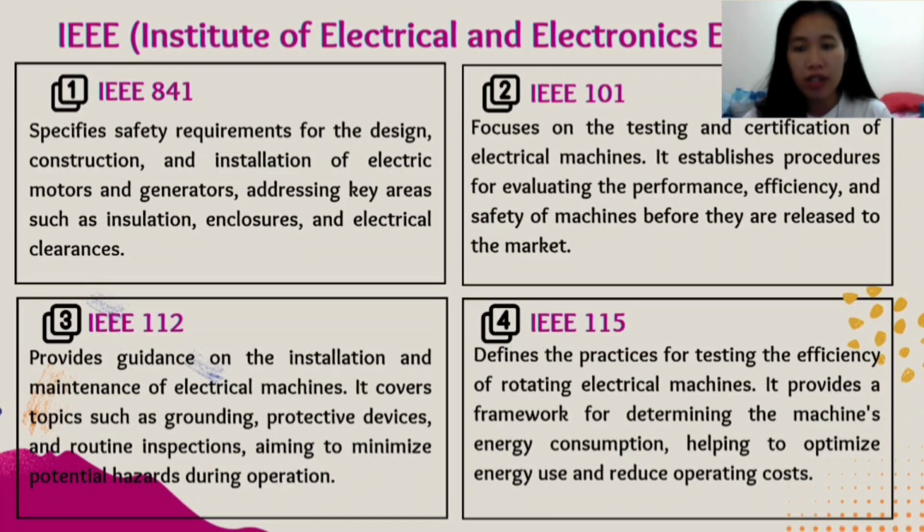And number three is IEEE 112, which provides guidance on the installation and maintenance of electrical machines. It covers topics such as grounding, protective devices, and routine inspection, aiming to minimize potential hazards during operation. Number four, IEEE 115, defines the practice for testing efficiency of rotating electrical machines. It provides a framework for determining the machine's energy consumption, helping to optimize energy use and reduce operating costs.